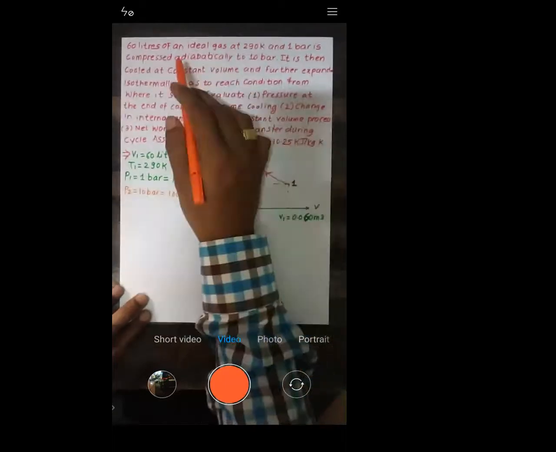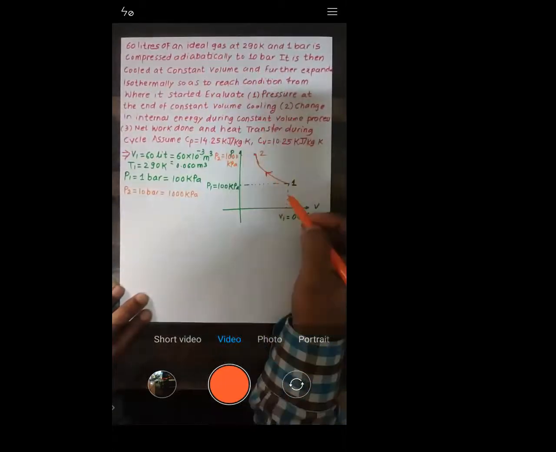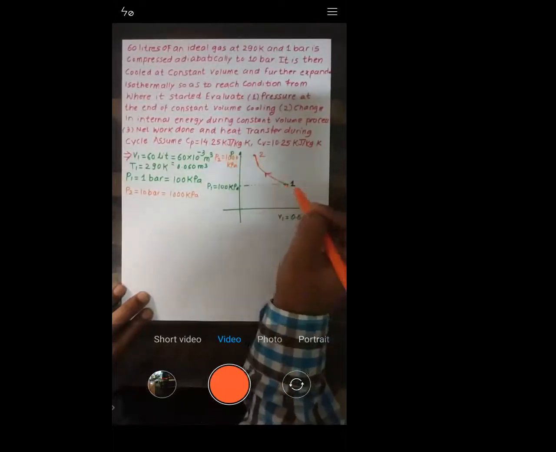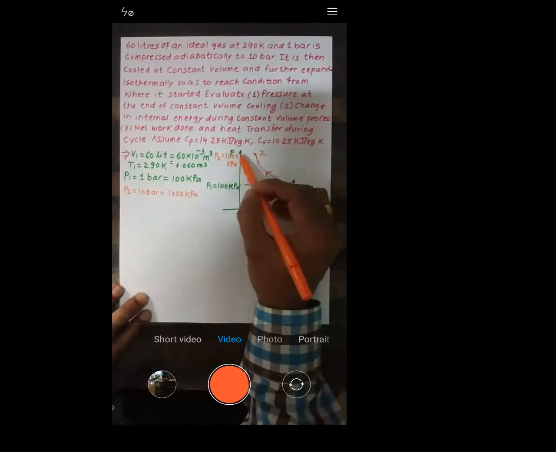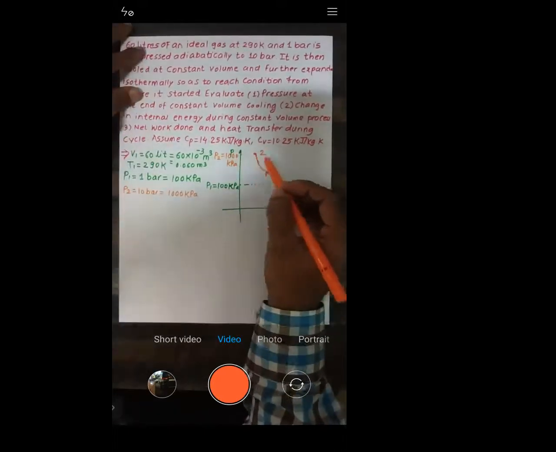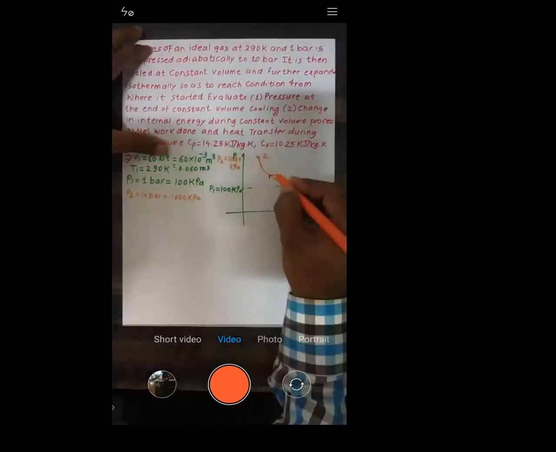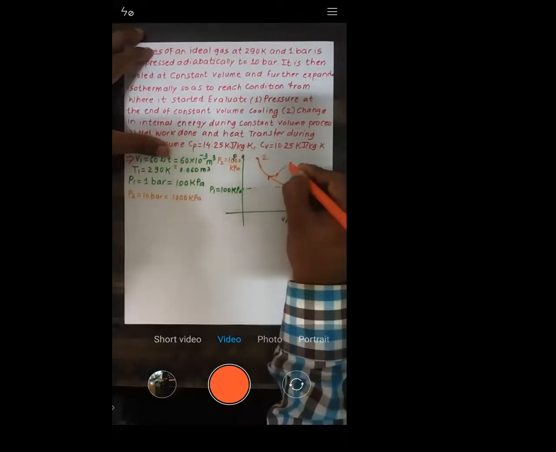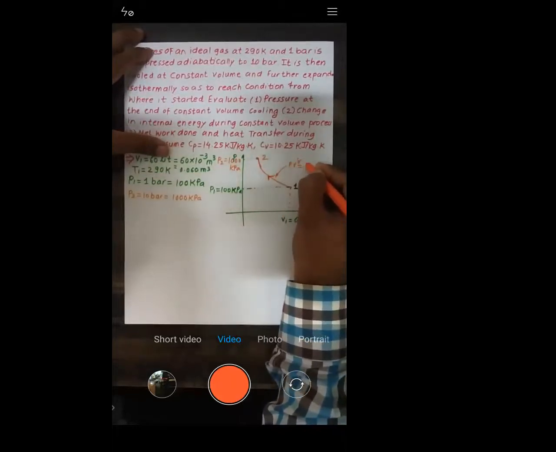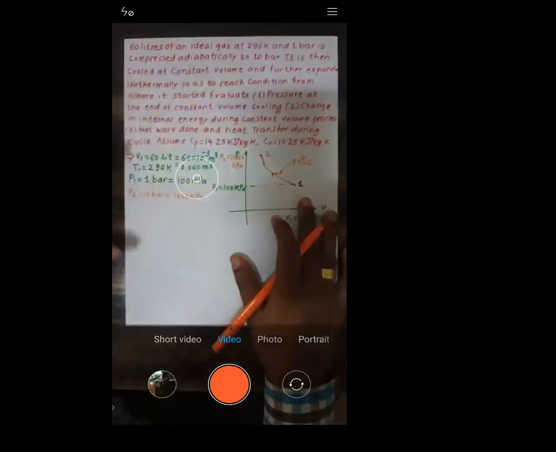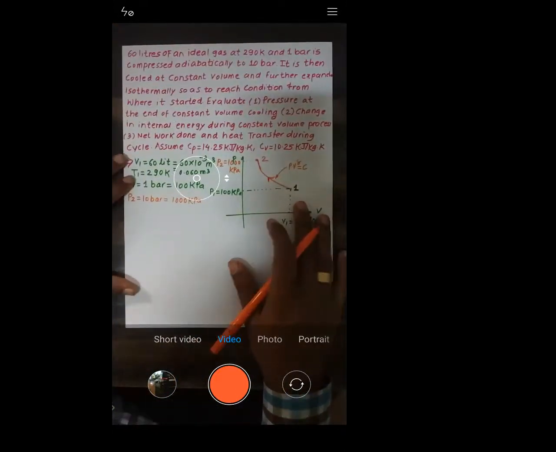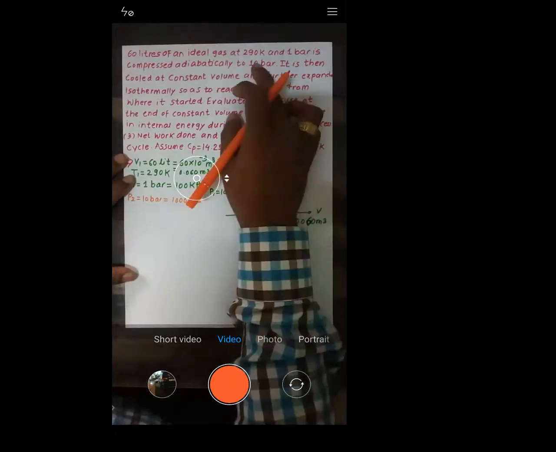See, it is compressed adiabatically to 10 bar. So from here we will compress it to 10 bar. Now we have reached point number 2. But you should mention here that this process is adiabatic. So we should mention the law PV raised to power gamma is equal to C. This is the law I mentioned for compressing adiabatically to 10 bar.